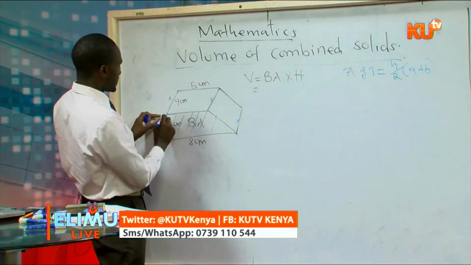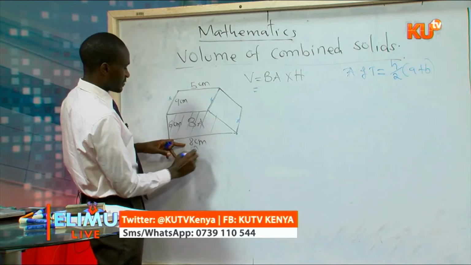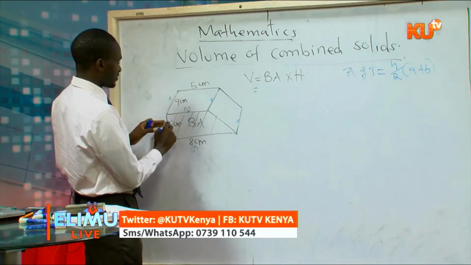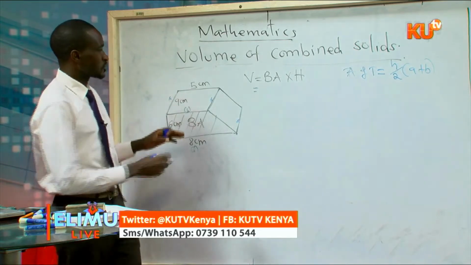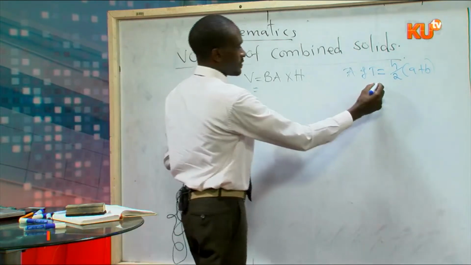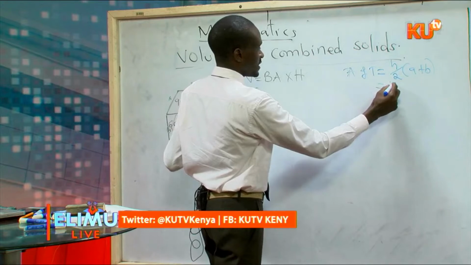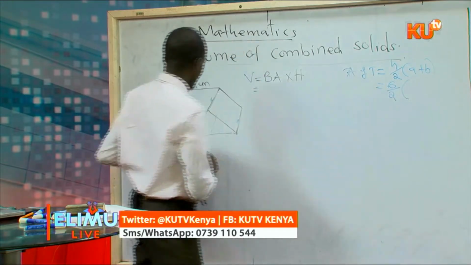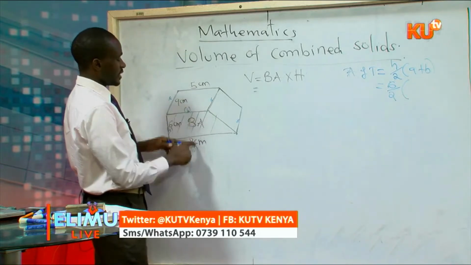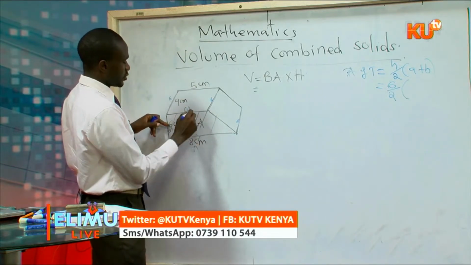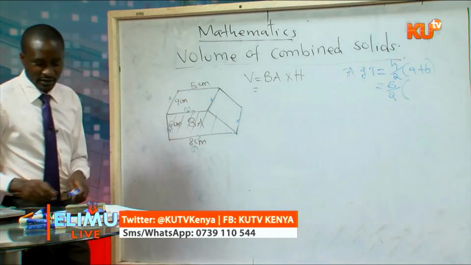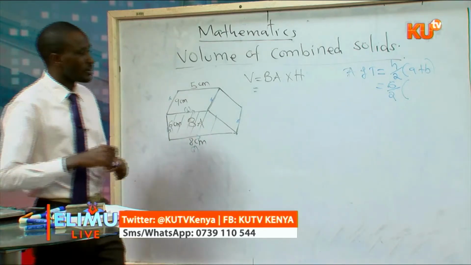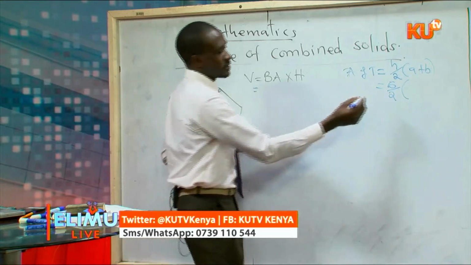And now for the trapezium, its A is this one, its B is this one, and its H is this one. So we say the area of the trapezium is H over 2 times (A plus B). A and B are the two parallel lines. There are two parallel lines, this one and this one.